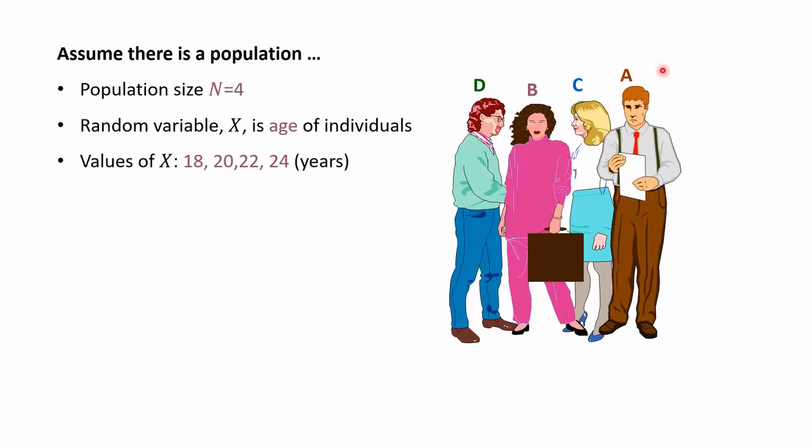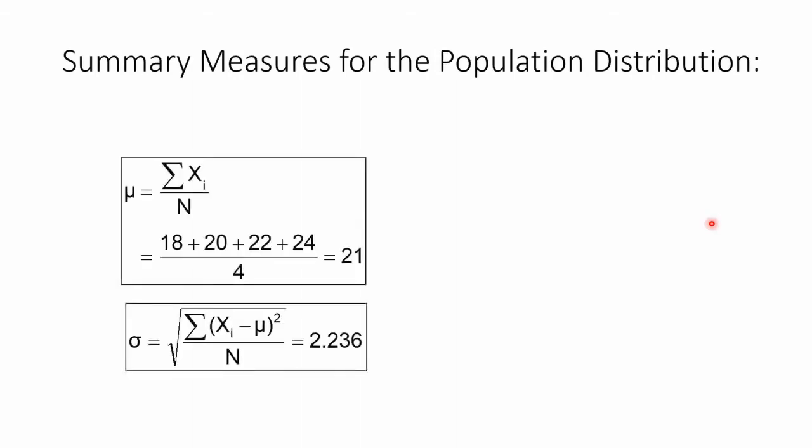So we are looking at categories. Category A consists of people of 18, category B consists of people of 20, likewise category C people of 22, category D people who are 24. So, let's have a look at summary measures for the population distribution.